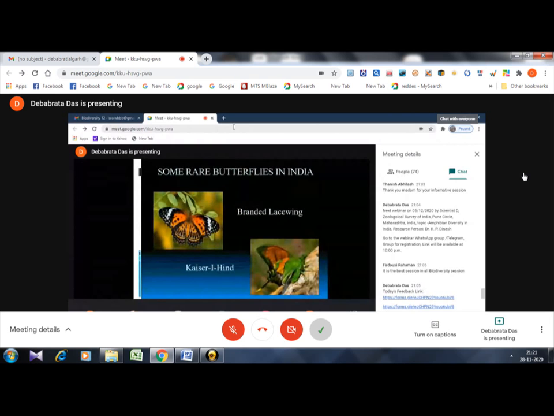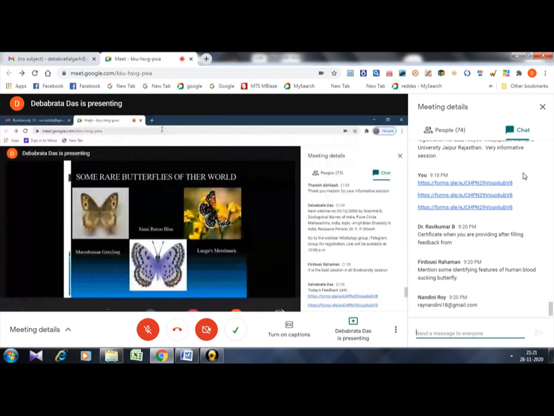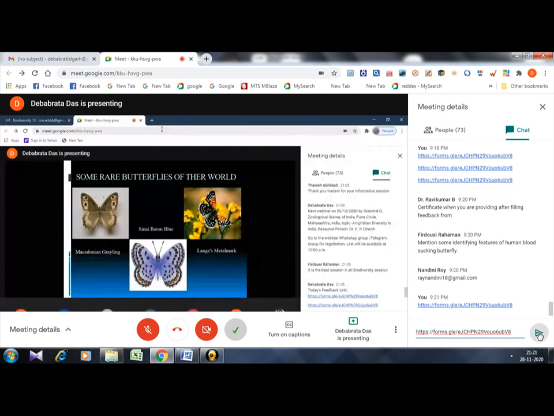Then we go to other butterflies. There are some rare butterflies in the world. First one, Macedonian Grayling. Second one, Sinai Baton Blue. And last one, Lange's Metalmark. These are very rare butterflies and they are spotted very rarely. Some of them are also threatened.